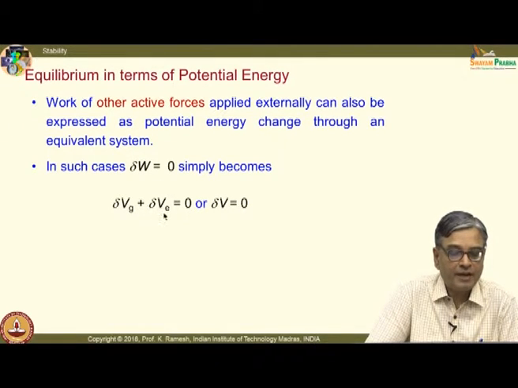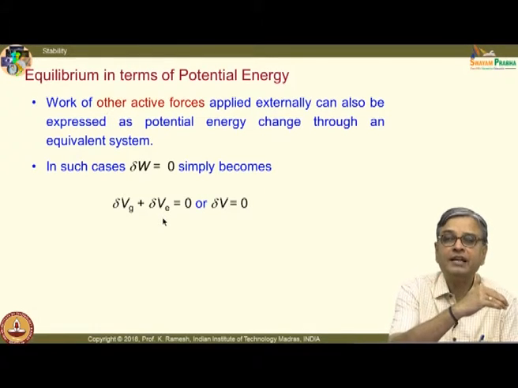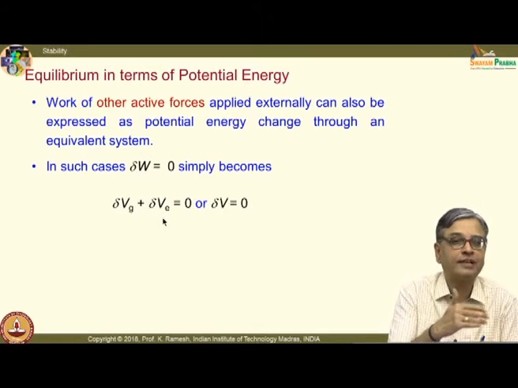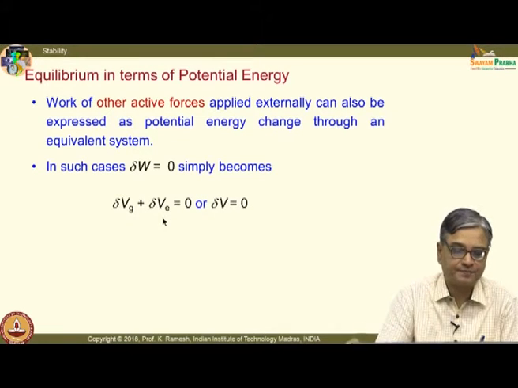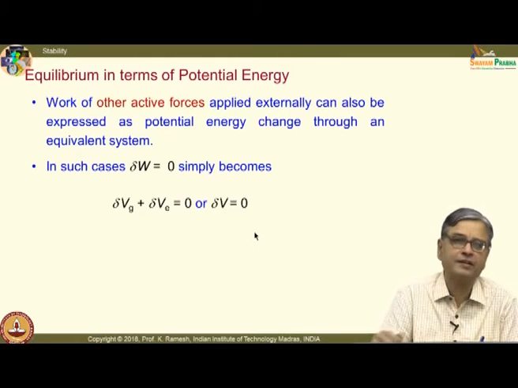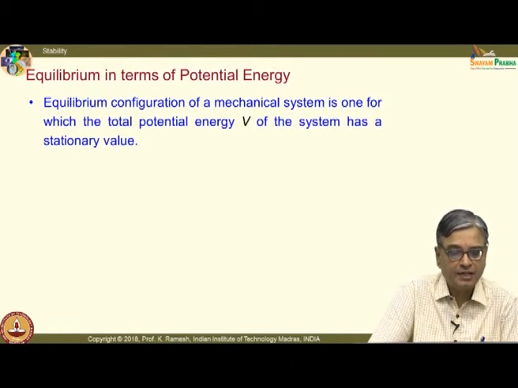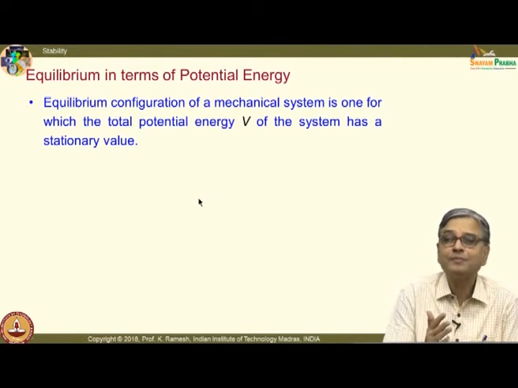In this, we have accommodated the behavior of all other systems which we have earlier treated as active force and calculated the work done. You could also replace it as a change in elastic potential energy. In that case, the equation simply becomes delta V equal to 0. Another form of writing the virtual work equation in terms of potential energy, and this makes it elegant for us to discuss about stability.